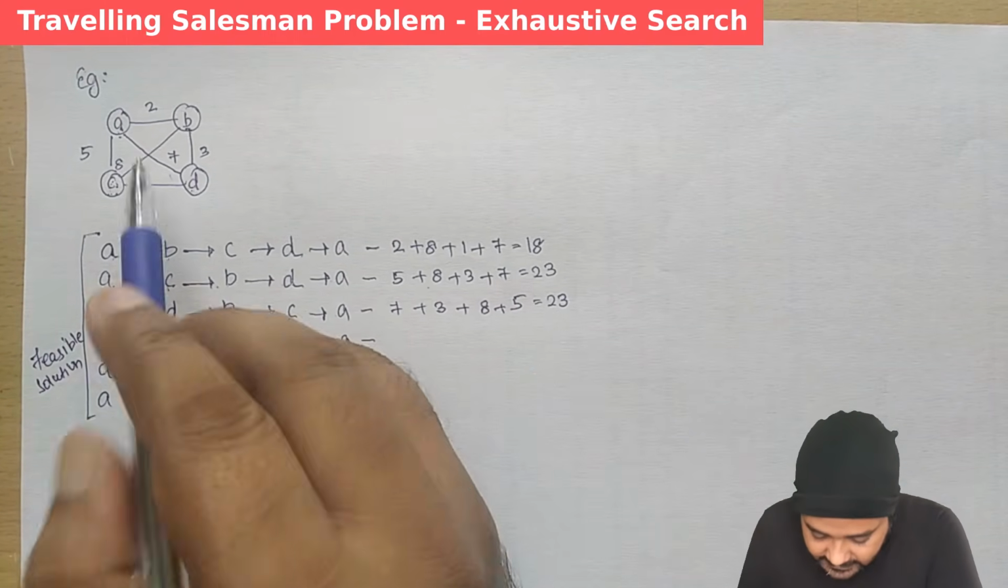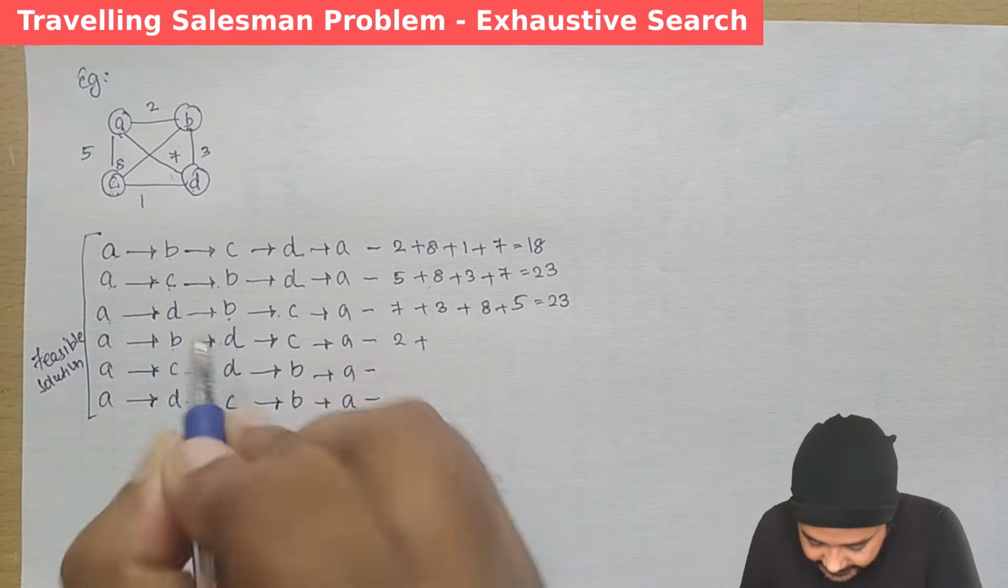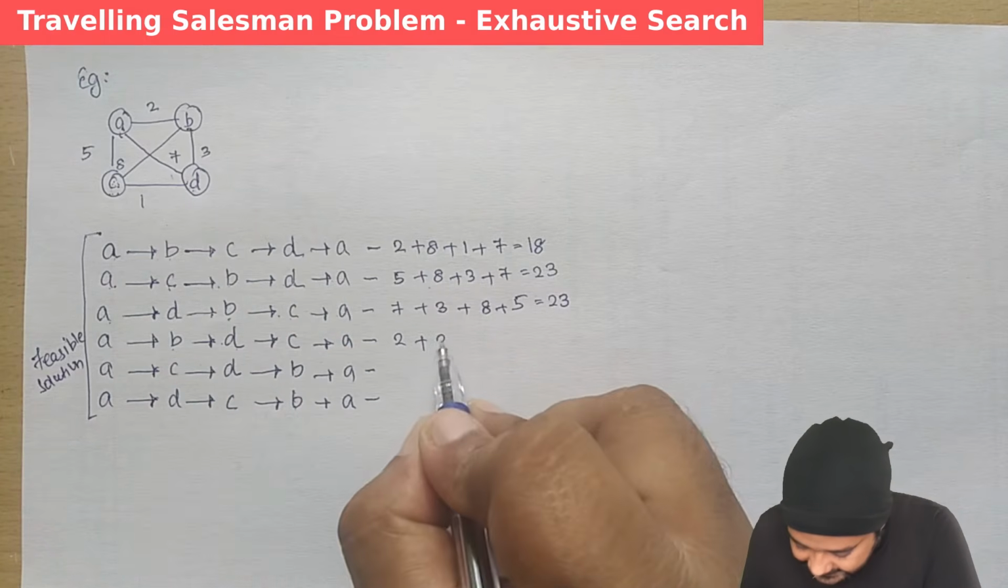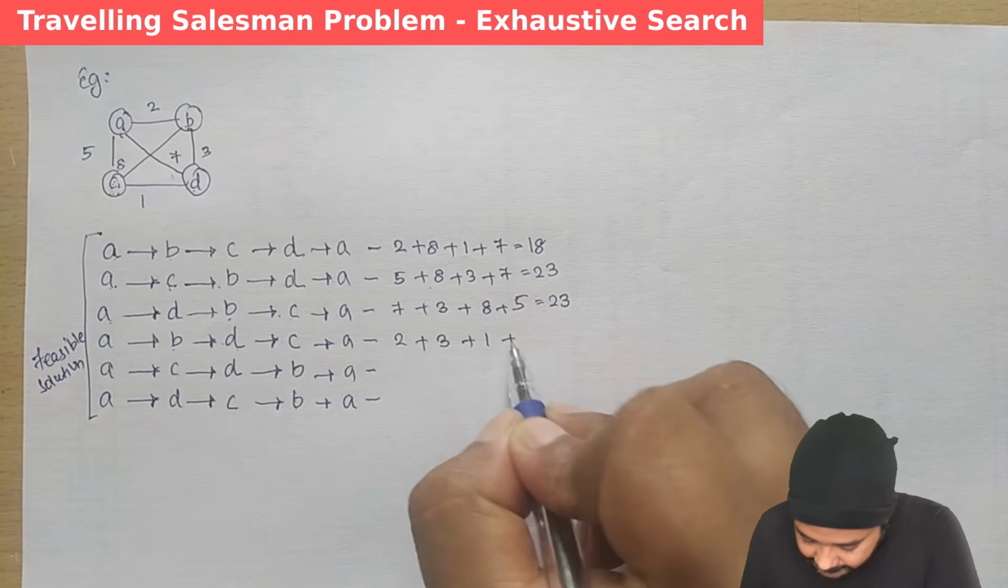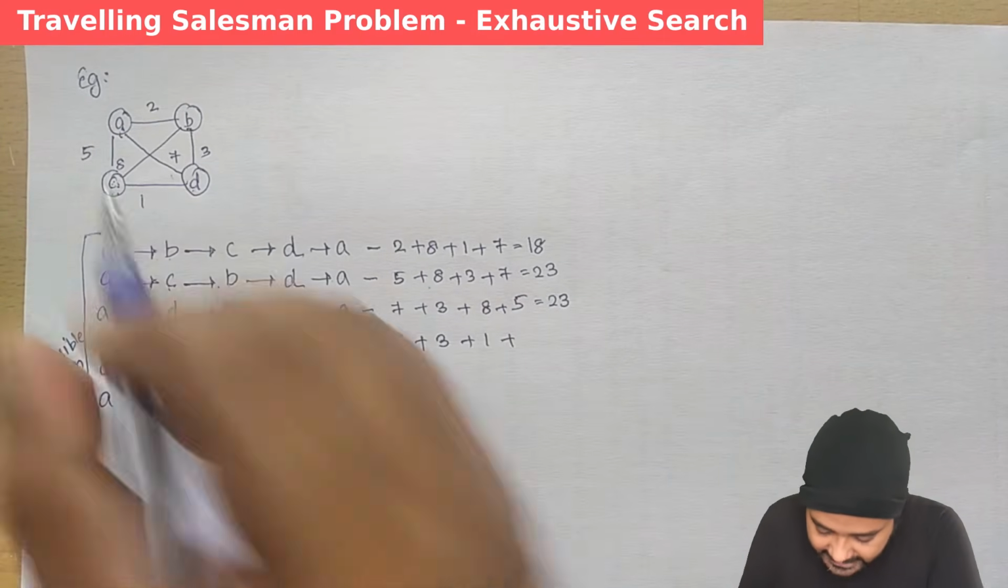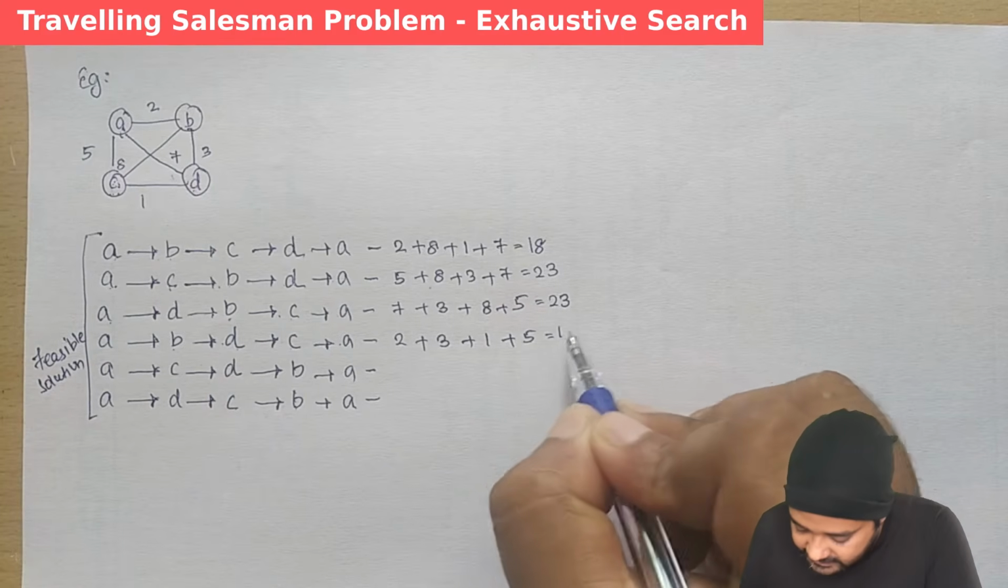So A to B. A to B we are calculating as 2. Then B to D. B to D the path is 3. Then D to C. D to C the path is 1. Then C to A. C to A the path is 5. Right? So 2 plus 3 plus 1 plus 5, so 11.